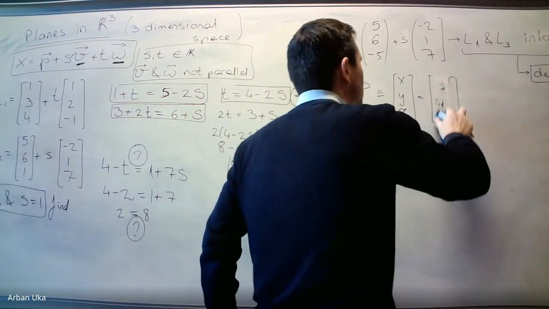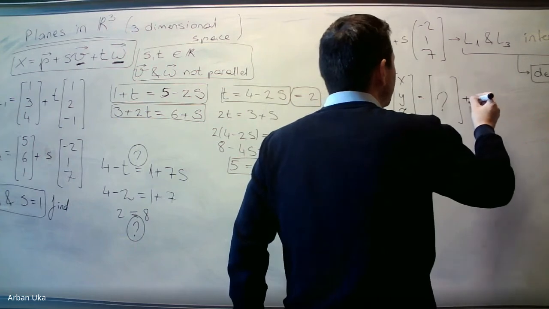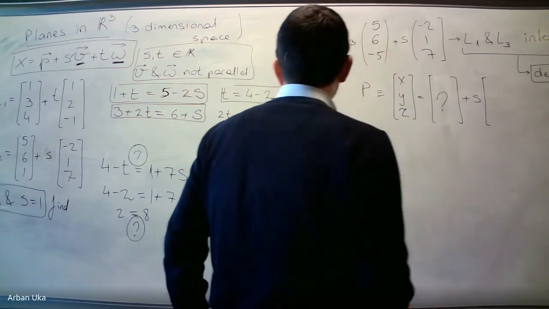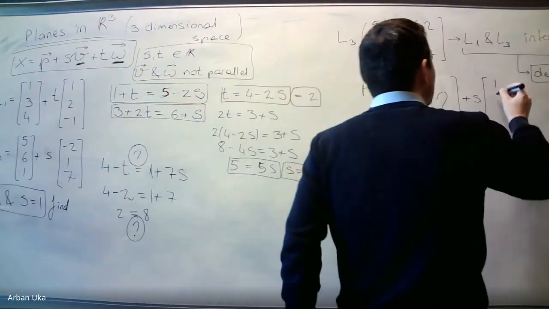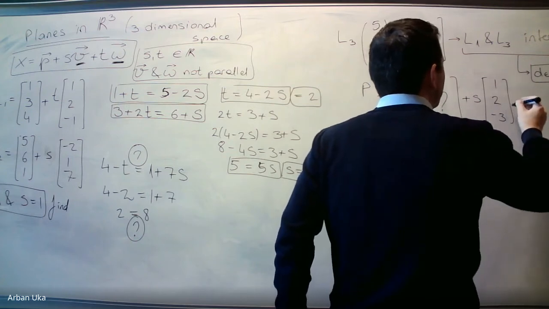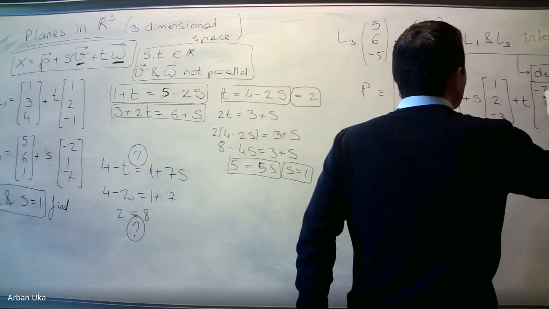Or just for a moment, we can assume that we don't know this P. Let's keep this as a question mark. We don't know this yet. Plus s times. Now, if we are dealing with L1 and L3, we can say that this is 1, 2, minus 1, plus p times minus 2, 1, 7.